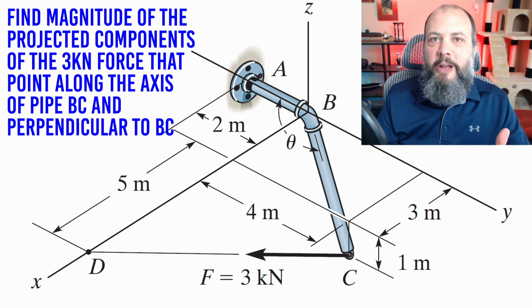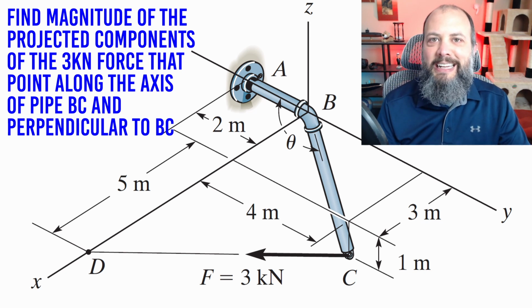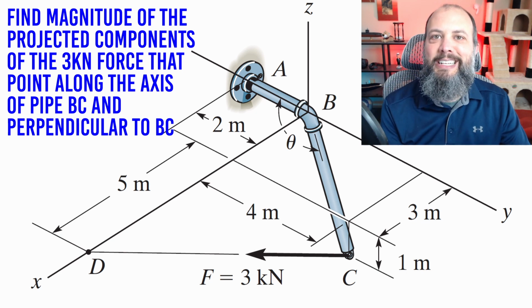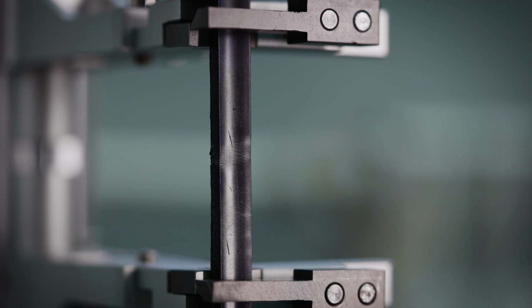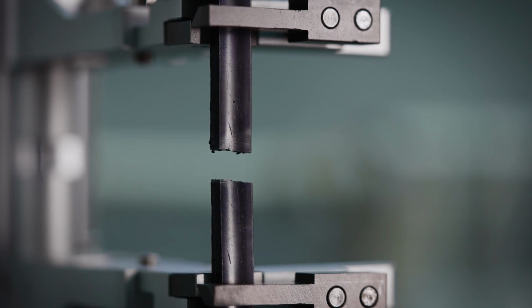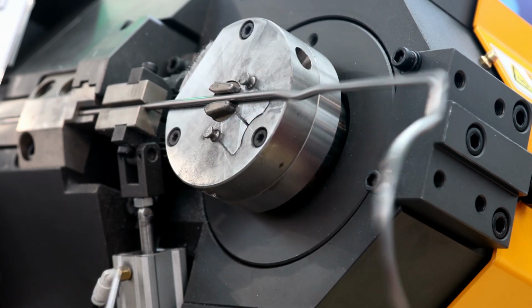And we're going to do this by figuring out what component of this 3 kilonewton force is acting in the direction of the pipe, and then oppositely, what component is acting perpendicular to the pipe. The portion of the force acting in the direction of the pipe is going to be causing tension or compression, and then the portion acting perpendicular to the pipe is going to be causing bending.